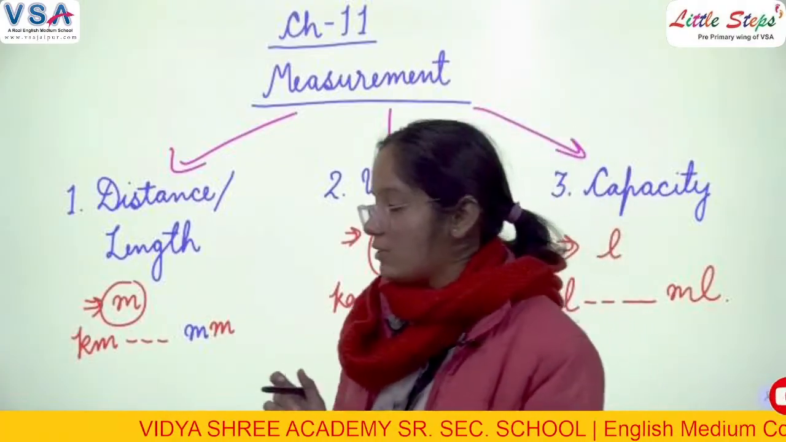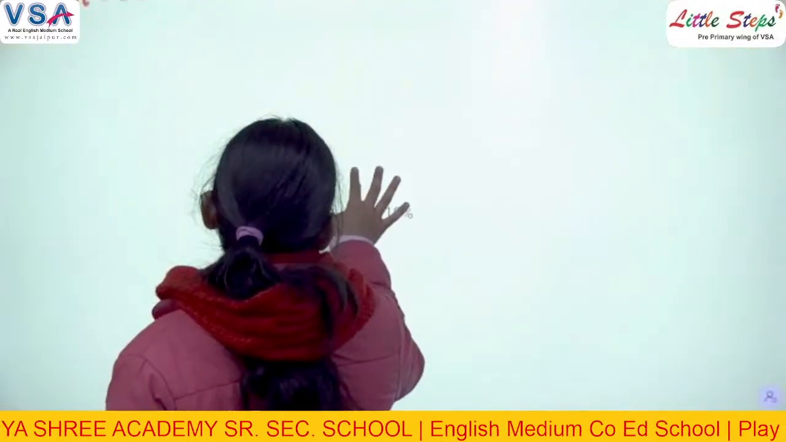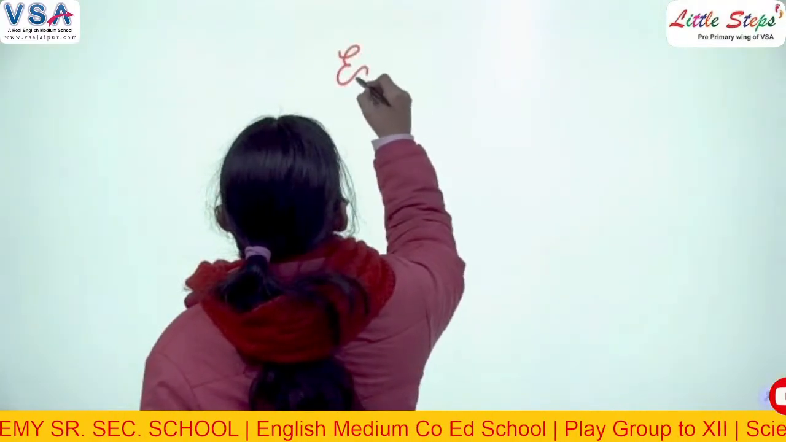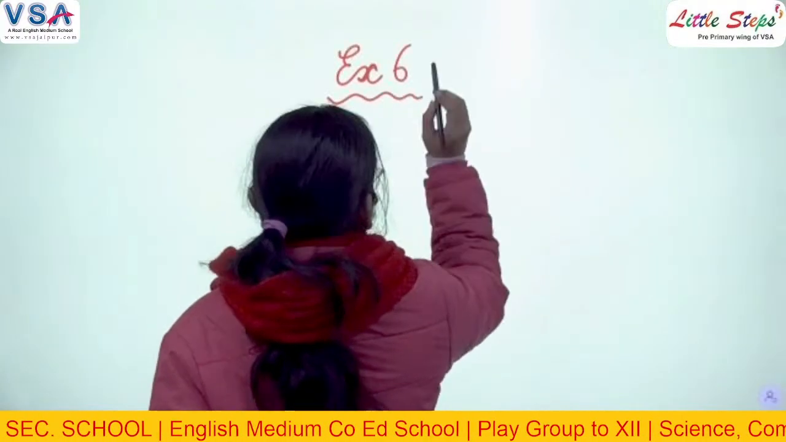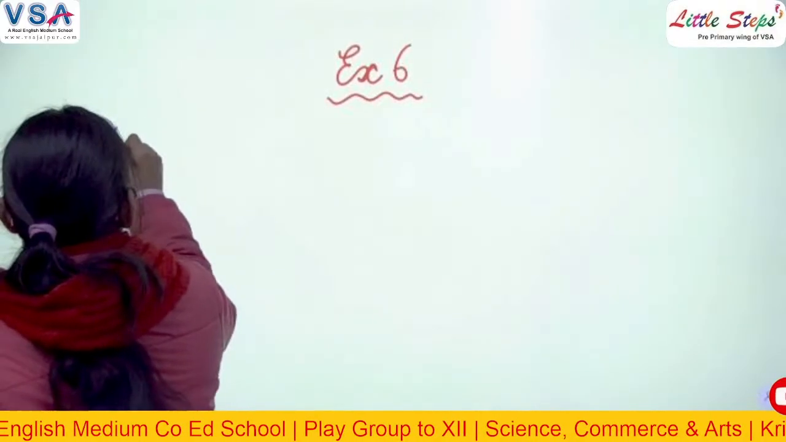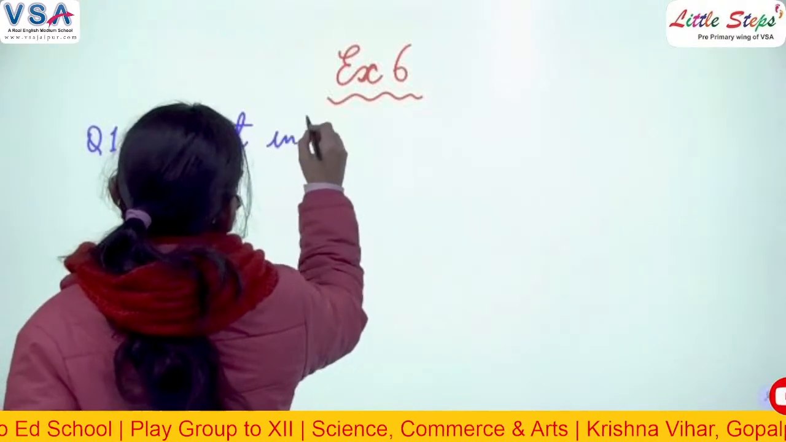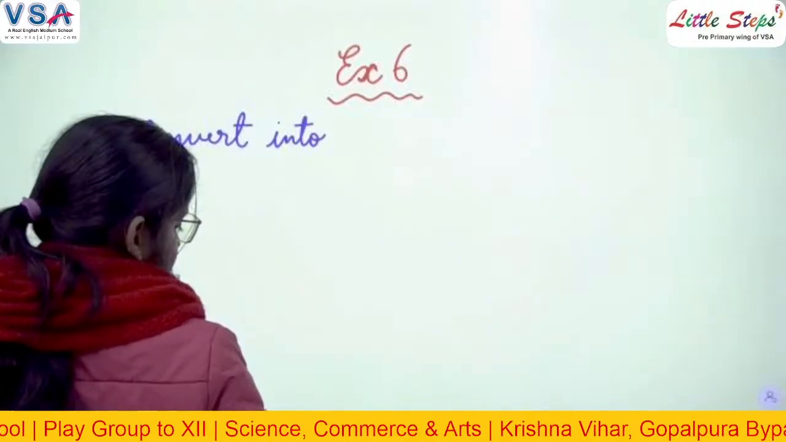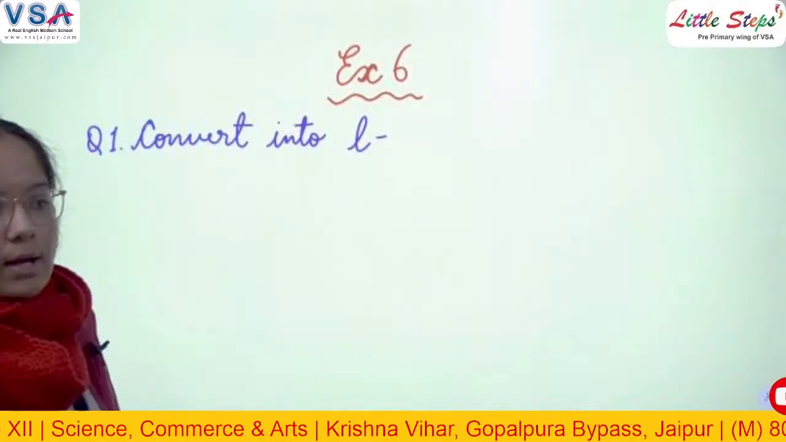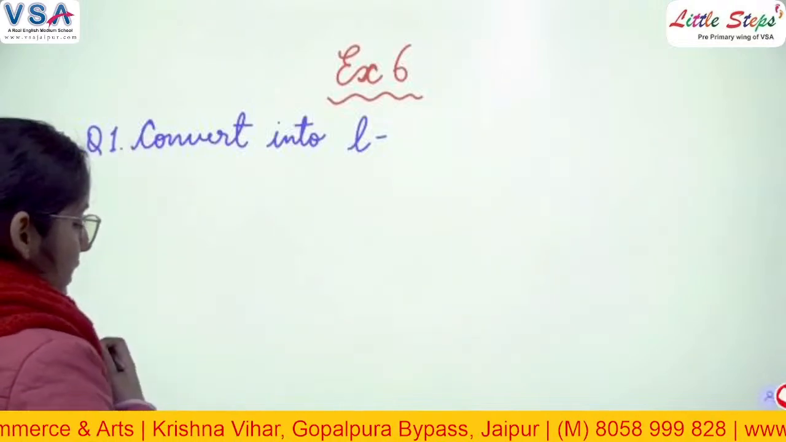If we say that we are starting a new chapter, new exercise, it will be exercise 6. We will do one question of that, then we will continue tomorrow. So exercise 6, first question is convert into liter. Liter means we are talking about capacity, the amount of liquid one container can hold, that is known as capacity.